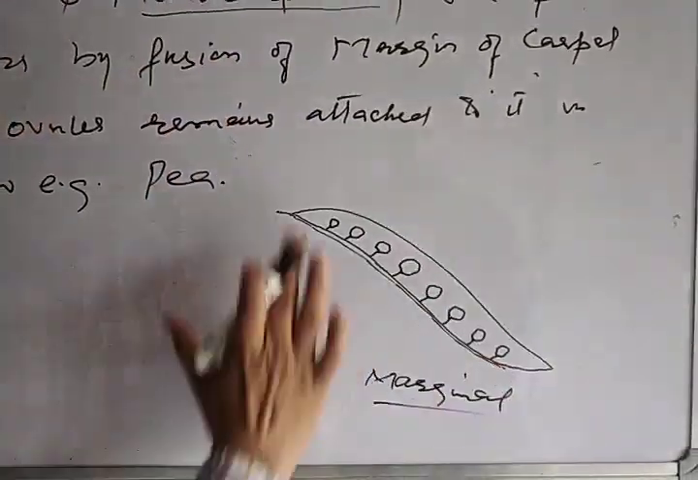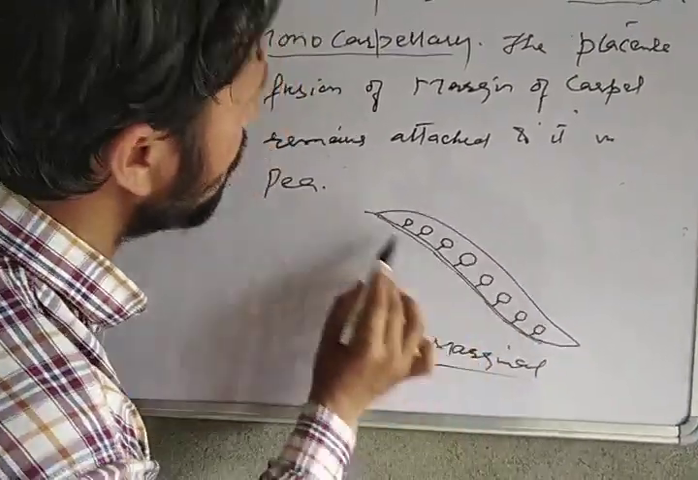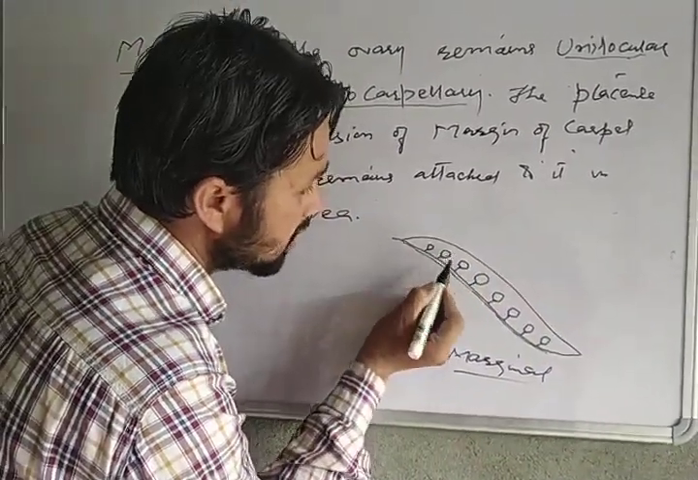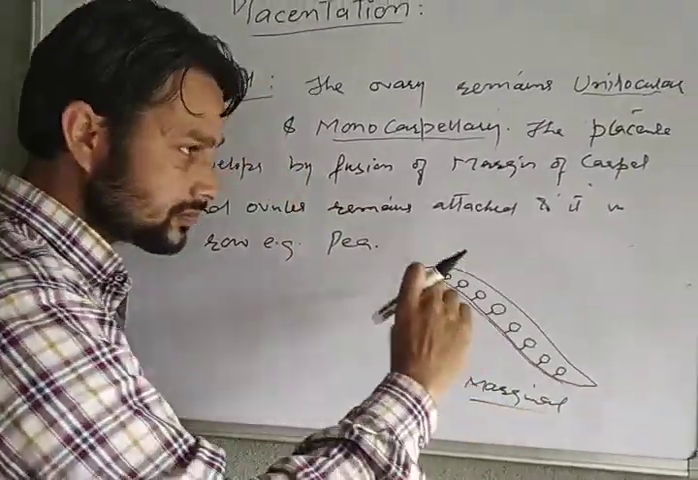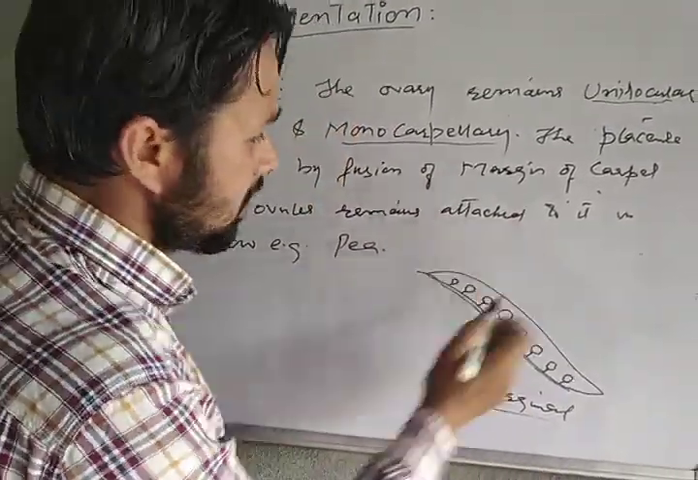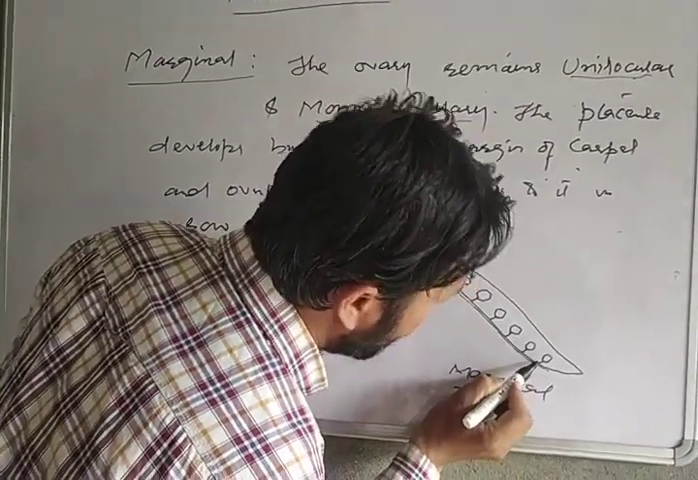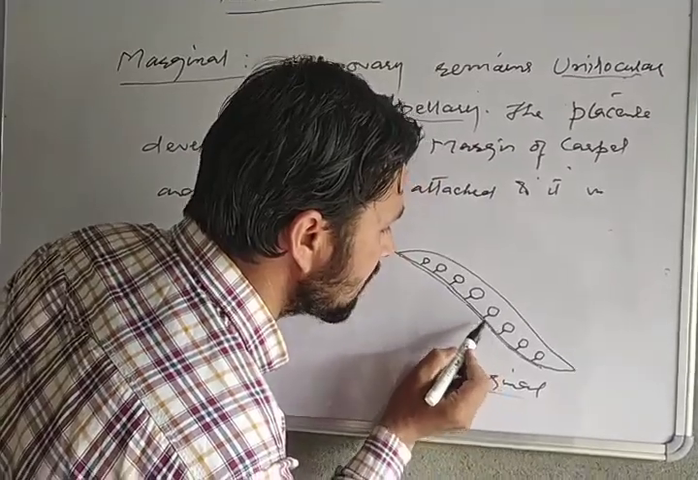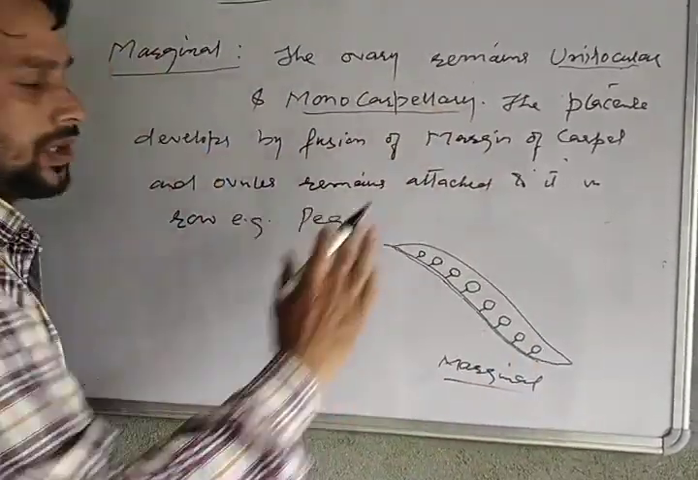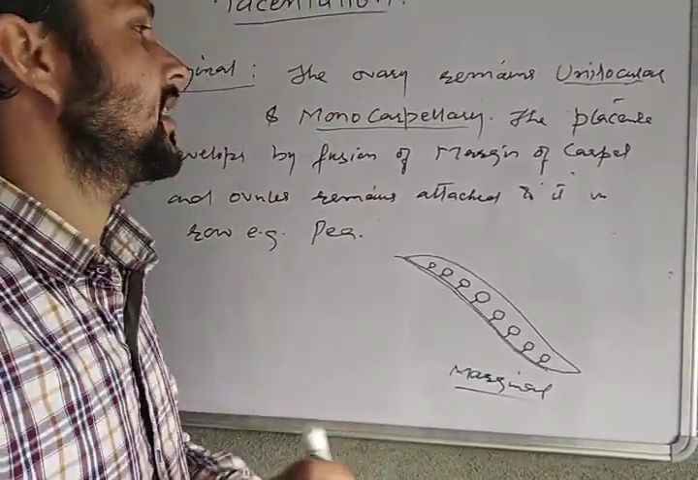This is the example of pea, marginal placentation. It is marginal placentation in which the ovary is unilocular and monocarpellary. This carpel gets fused by its margins, margins side by side, and forms a ridge of placenta. And ovules are borne on this placenta as a row.